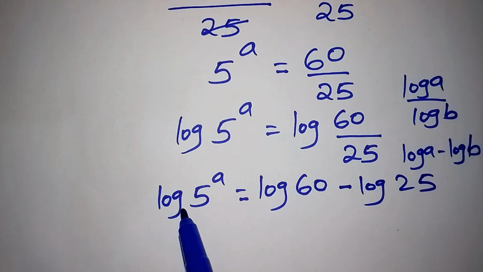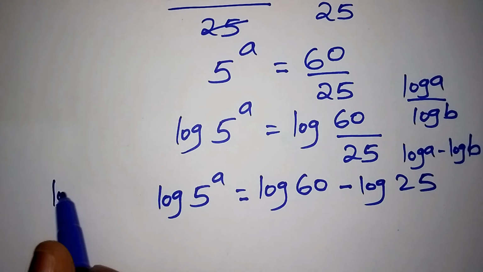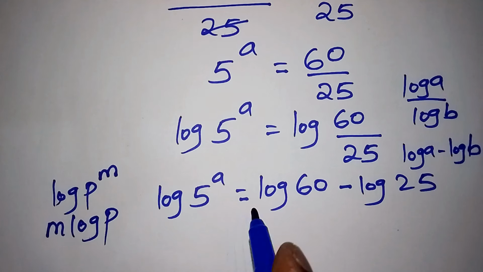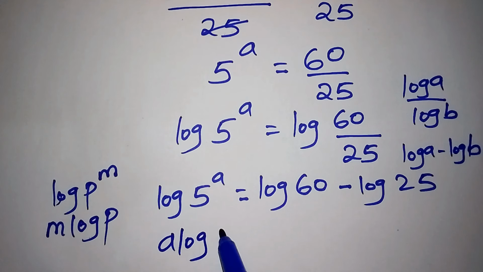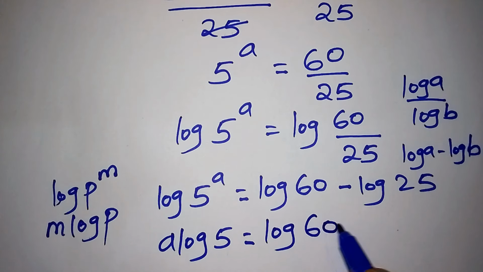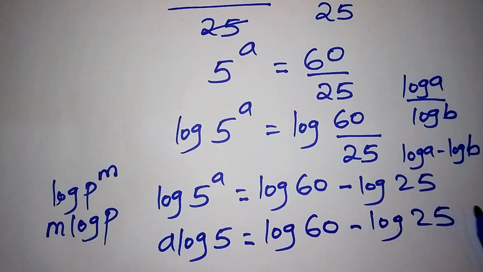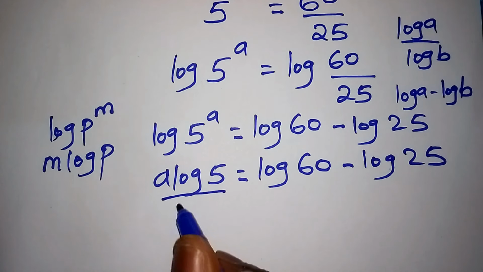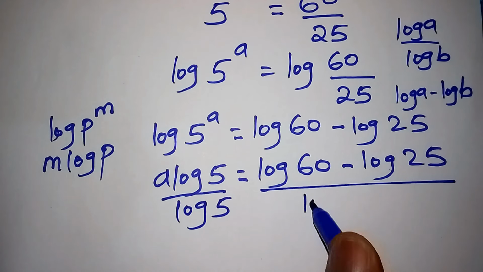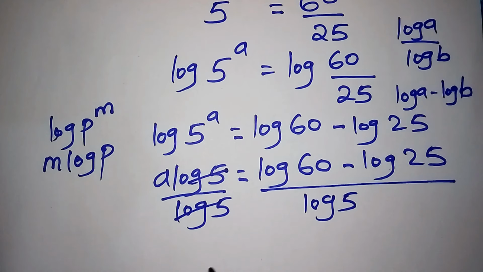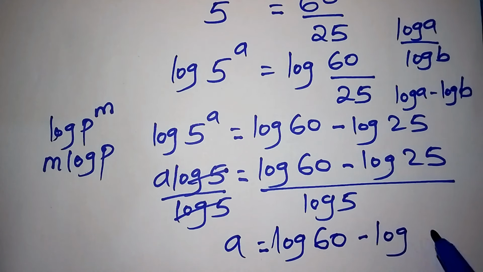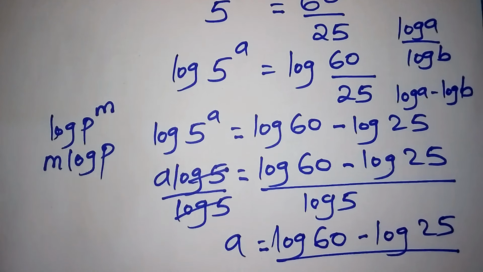That's said and done. Assume we have the log of p to the power of m. This can also be written as m times the log of p. So the log of 5 to the power of a can also be written as a times the log of 5, which is equal to the log of 60 minus the log of 25. Let us now remove the log of 5 so that we remain with a, because we are trying to solve the value for a. So we shall divide both sides by the log of 5. Log 5 and log 5 shall cancel. So now our value for a is equal to the log of 60 minus the log of 25, all over the log of 5.